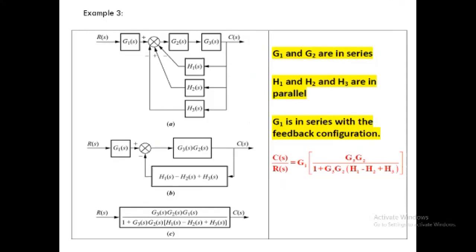Now the upper and lower blocks, meaning the forward path block and lower path block, are in parallel form. Again the G of S upon 1 plus G of S into H of S formula will be applicable. Here G1 and G2 are in series and H1, H2 and H3 are in parallel. Therefore, G1 is in series with the feedback configuration and we obtain C of S upon R of S equal to G1 outside, and in the numerator only G2 and G3, upon 1 plus G2 G3 in bracket H1 minus H2 plus H3.